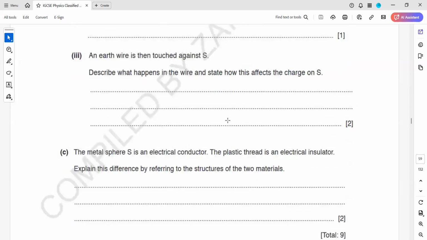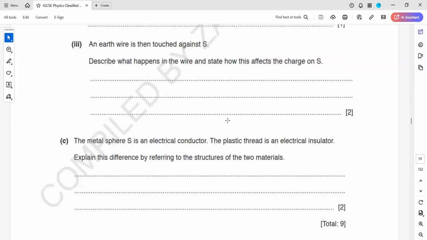The metal sphere S is an electrical conductor. The plastic thread is an insulator. Explain this difference by referring to the structure of the material. How can a material be a conductor or insulator? What is the difference? So a metal sphere S is an electrical conductor. What does it mean? It means it contains electrical charges, or free electrons, or delocalized electrons. So it has free electrons, the charge carriers inside.